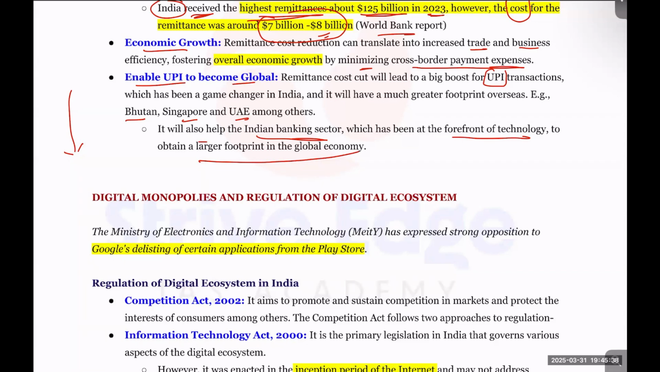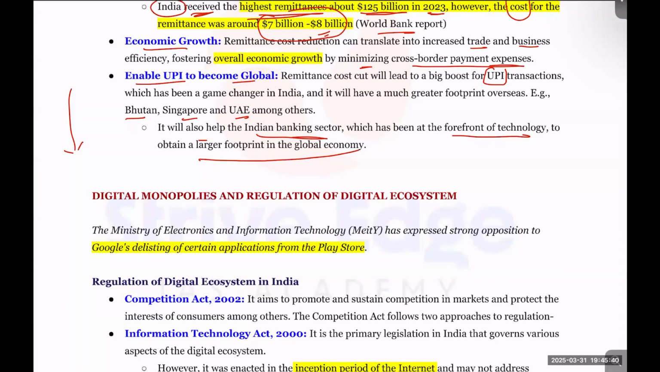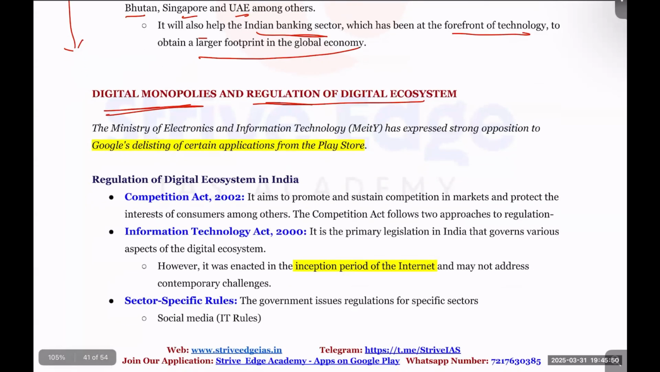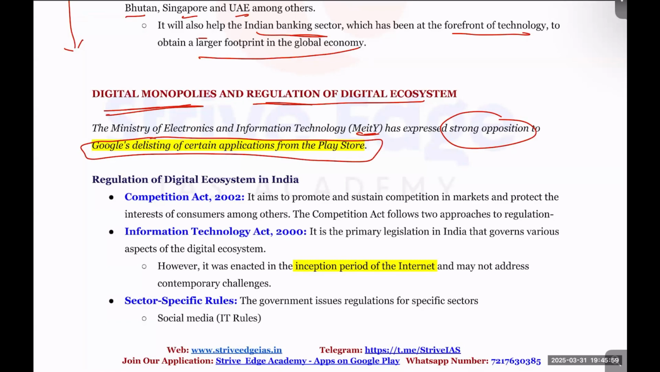Okay. Now, moving to the next topic, digital monopolies and regulation of the digital ecosystem. How are these digital monopolies being created, and what is the need for regulation of them? The Ministry of Electronics and Information Technology has expressed strong opposition to Google's delisting of certain applications from the Play Store. So, what actually has happened is that Google has its own Android system.